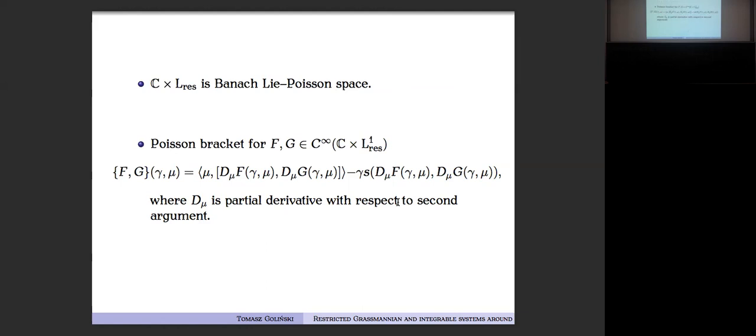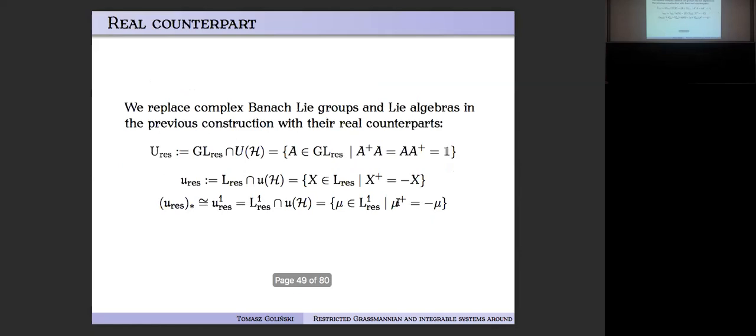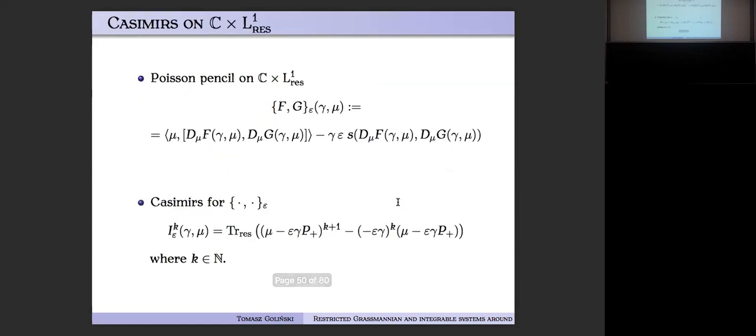from central extension. Since gamma is a parameter from central extension, there is no evolution in this parameter. So it can be considered just as an extra parameter in our family of Poisson brackets. And thus we obtain the whole pencil of Poisson brackets in a natural way. I'll skip over the real counterpart unless Barbara asks me about it after the lecture. Like I said, we can either fix gamma and consider it afterwards as a parameter, or put some epsilon in front of it. Pencil on the bigger space, it doesn't matter.